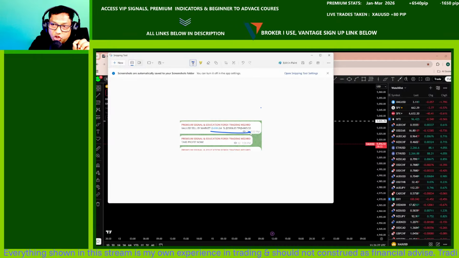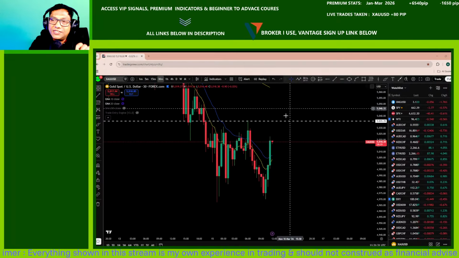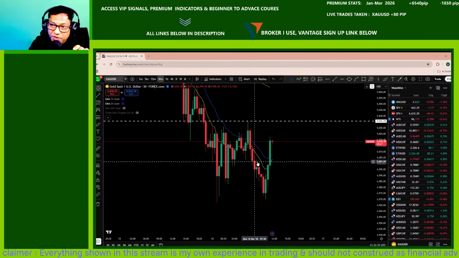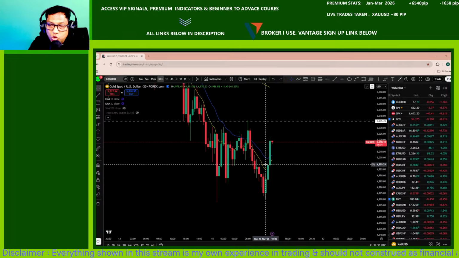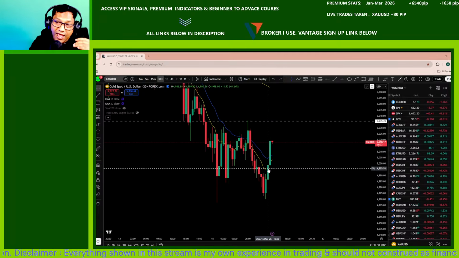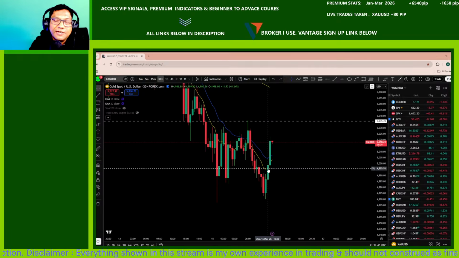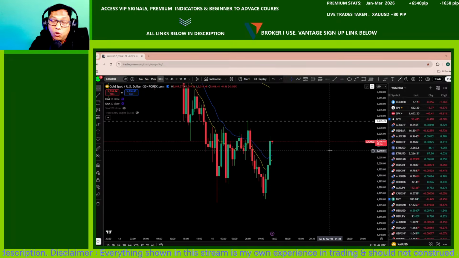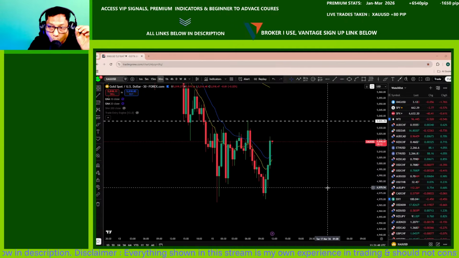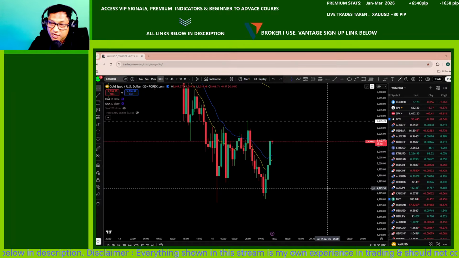Now this sell trade on gold with the London session open has been open from that zone here, and as soon as we opened, the market moved in the direction. Guys, it doesn't mean the market moved because we opened the trade. The market moves because the market needs to move. A trader needs to know when to enter while the market is moving.